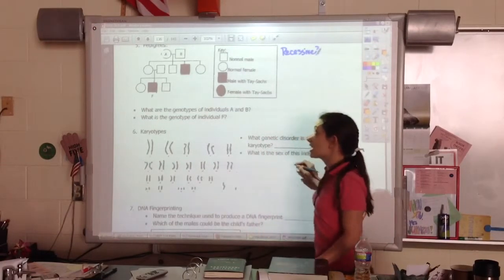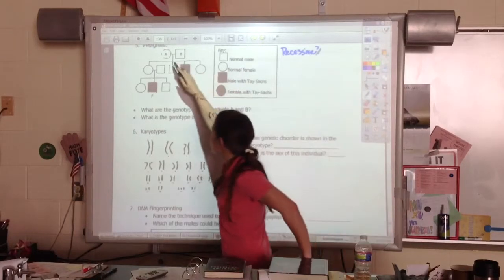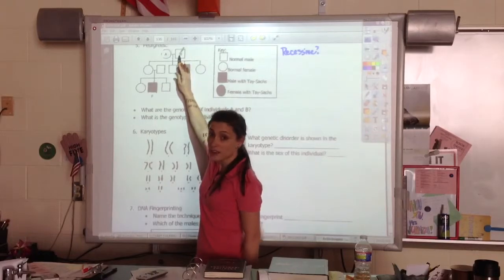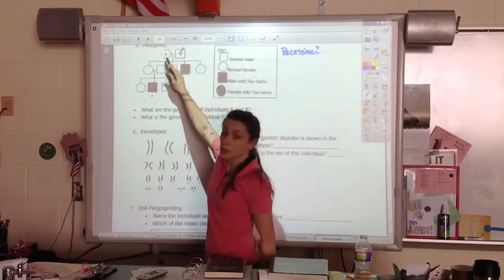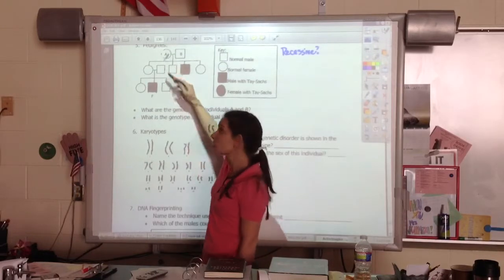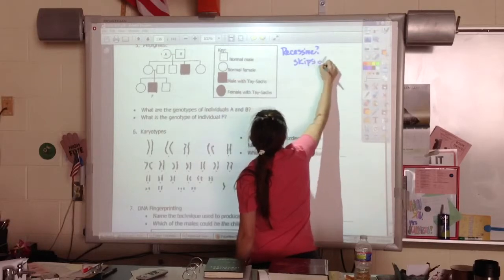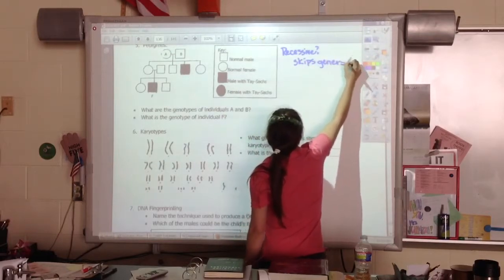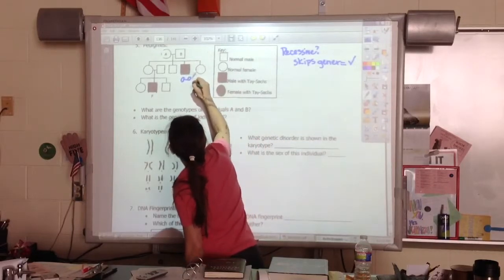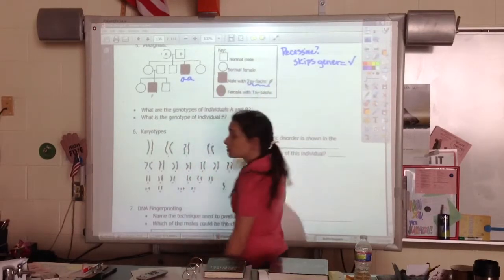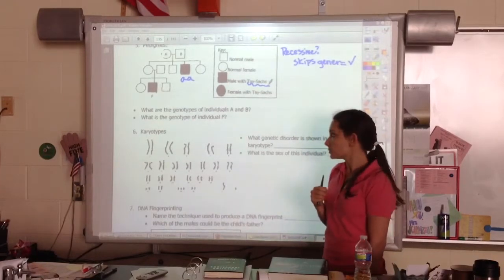Is it hidden? Can it jump? Can it skip generations? Here we see two parents that don't have it and a child that does. This must mean that the parent is hiding. Both of these parents are hiding. So if it skips a generation, it is recessive. So that means that this male is little a, little a. They do actually tell you that it's Tay-Sachs, which lets you know that it is not sex-linked.